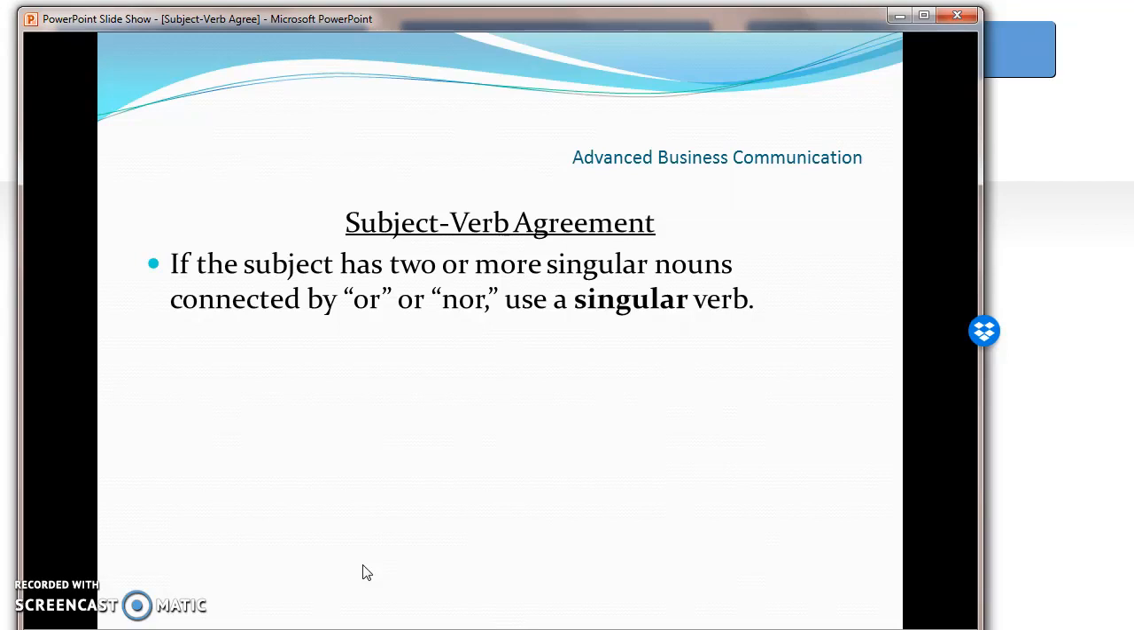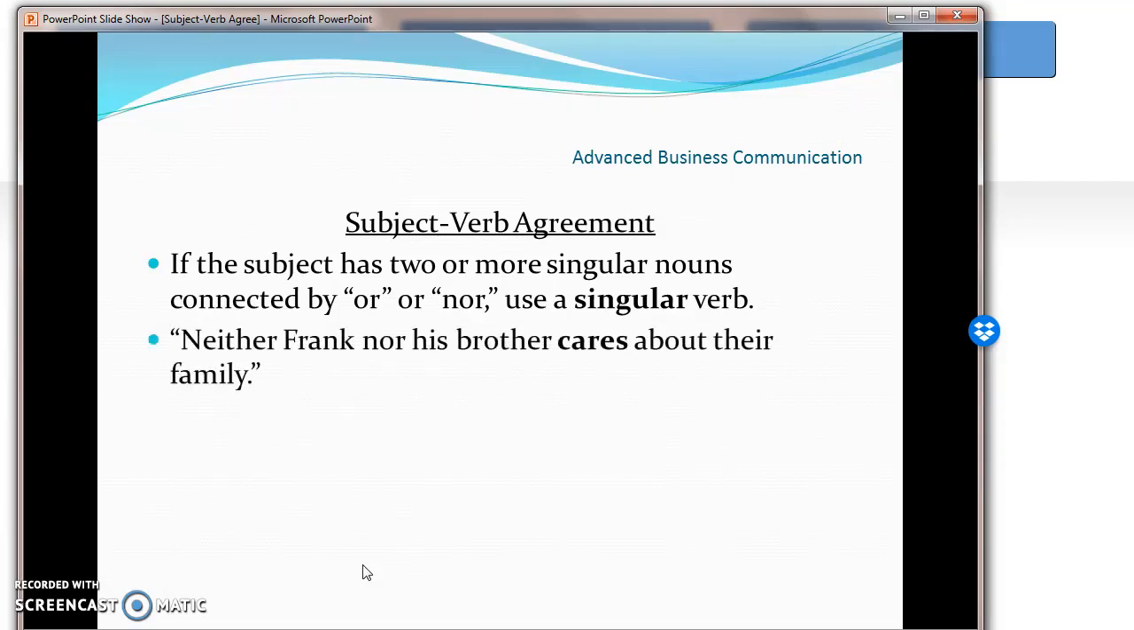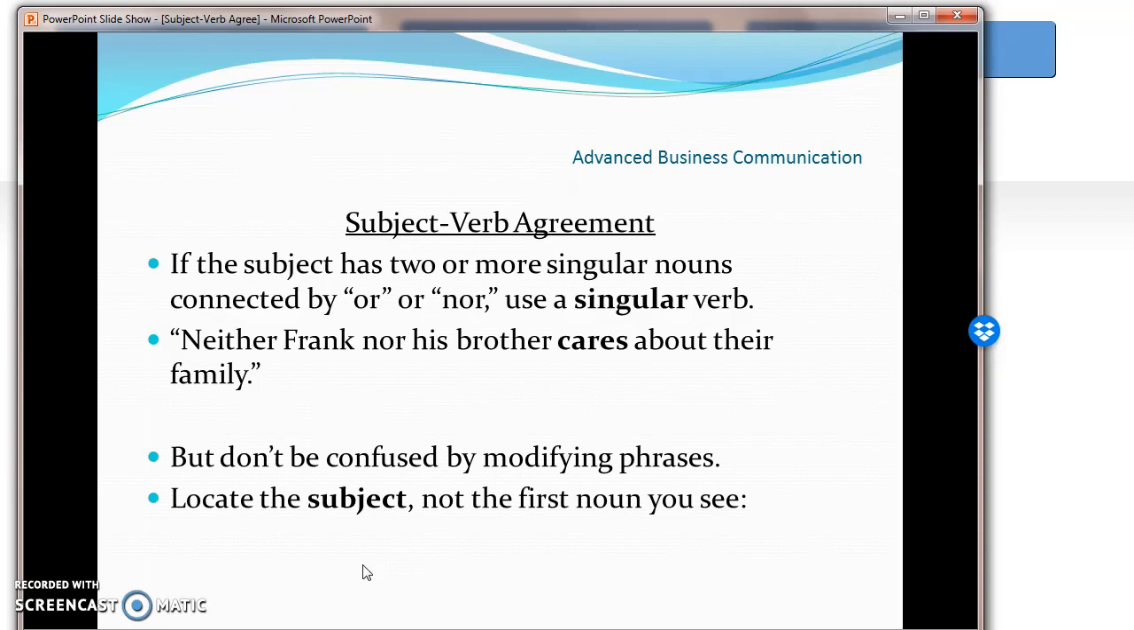Now, it gets a little bit more complicated. If the subject has two or more singular nouns connected by an or or a nor, you use the singular verb. Here's my example: Neither Frank nor his brother cares about their family. Do y'all see that? You use the singular verb there.